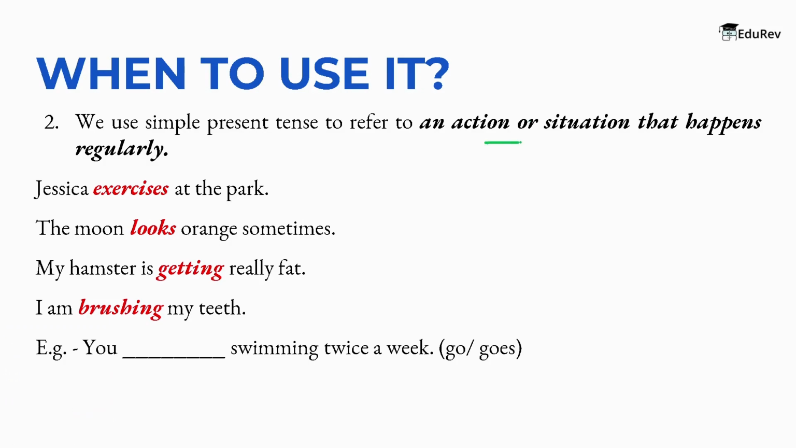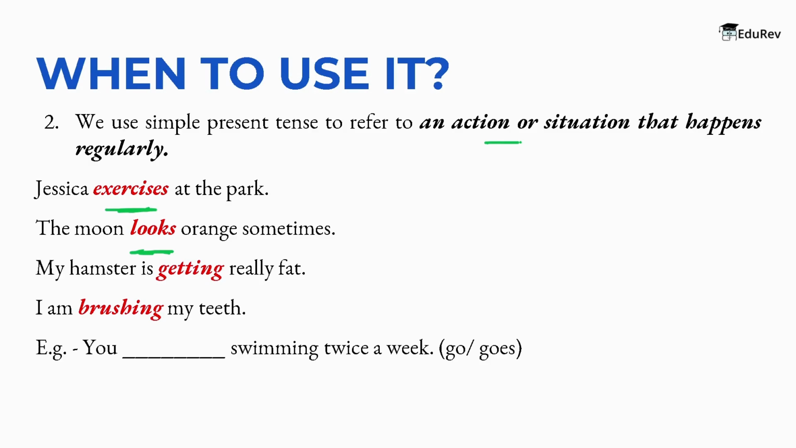The first one was that when the thing or the action is happening at the moment, and second is the action or situation that happens what? Regularly. For example, the sentence that Jessica exercises at the park expresses the thought that Jessica makes a habit of exercising at the park on a daily basis, right? Similarly, the sentence the moon looks orange sometimes, right? It is stating that the moon has an orange color every once in a while.